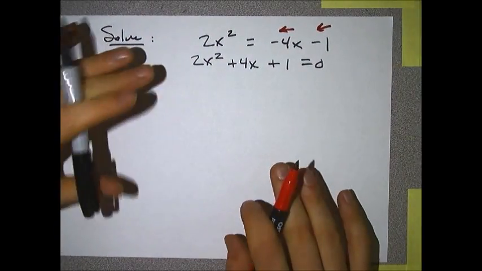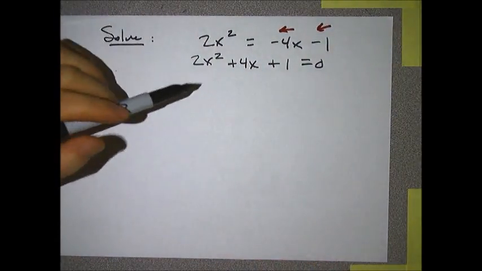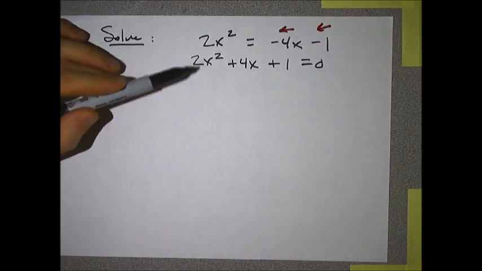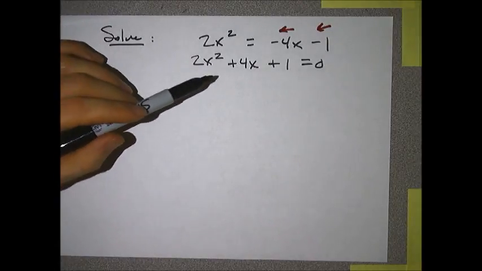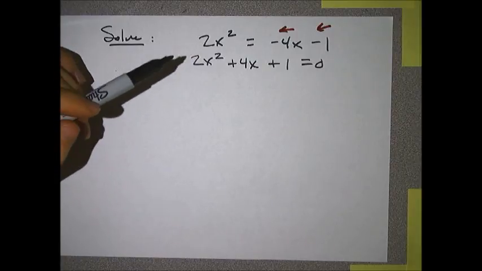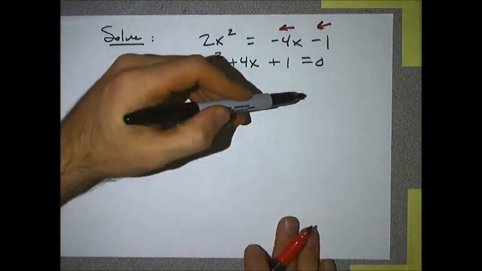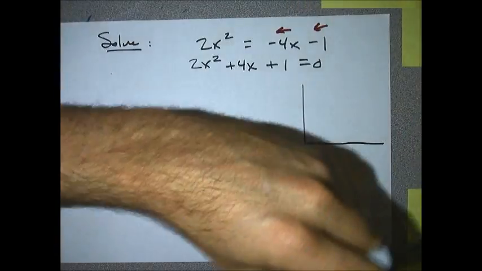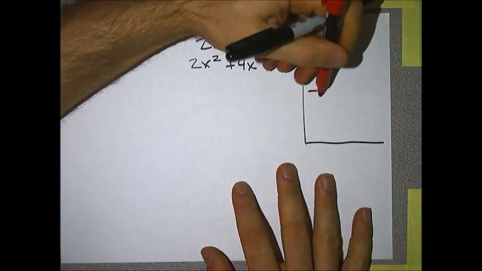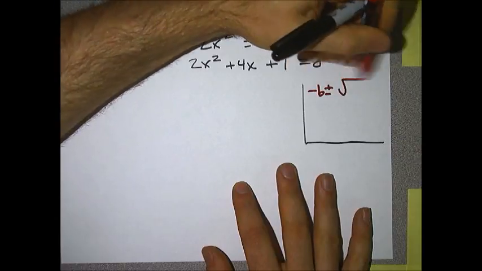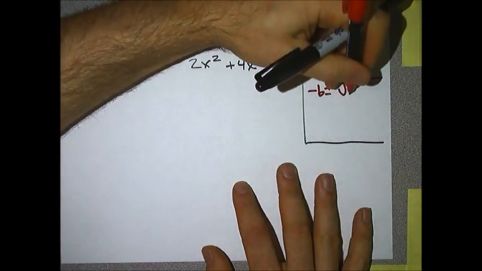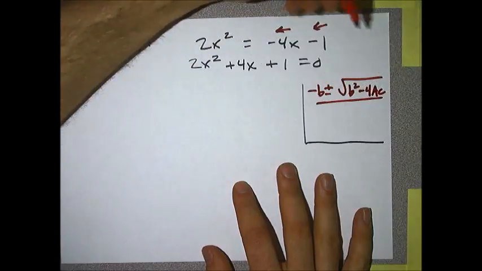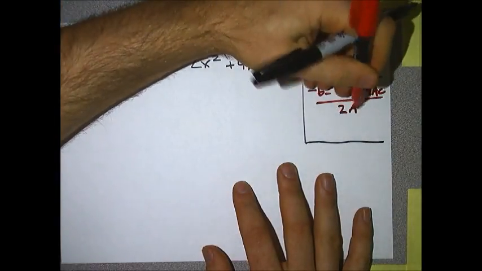And when we go to solve a quadratic with 3 terms in it, we might want to try to factor it. But after 30 seconds or so, you're going to see this does not factor. And if it doesn't factor, our next strategy is the quadratic formula. So I'm going to go off to the side here and write it, just to make sure we know it. So the quadratic formula is negative b plus or minus the square root of b squared minus 4ac, all of that over 2 times a.